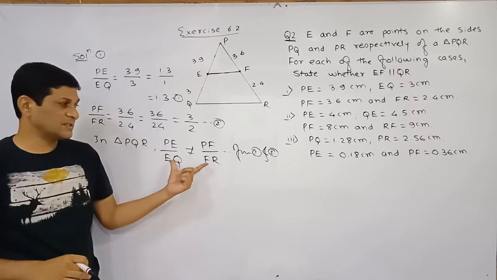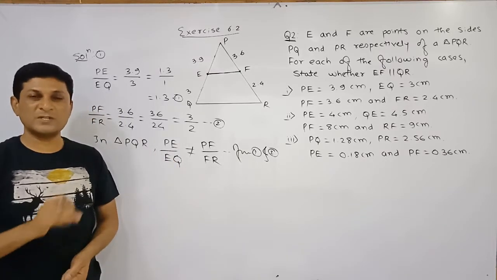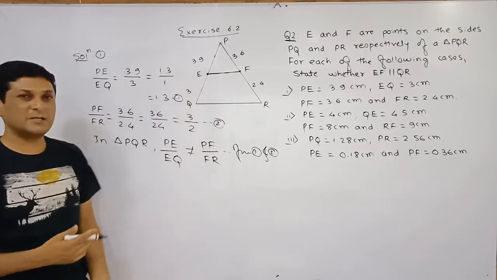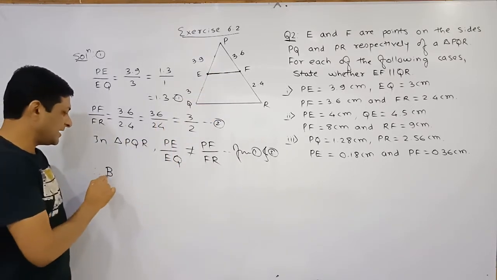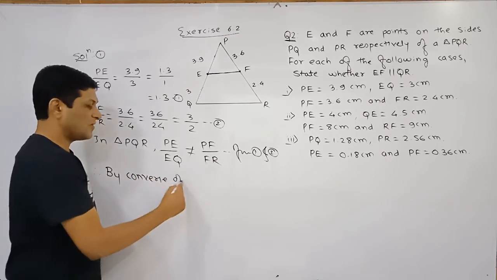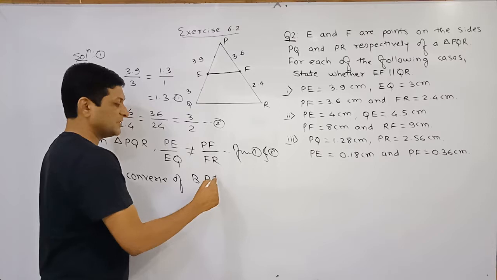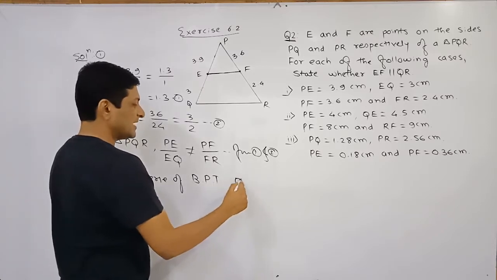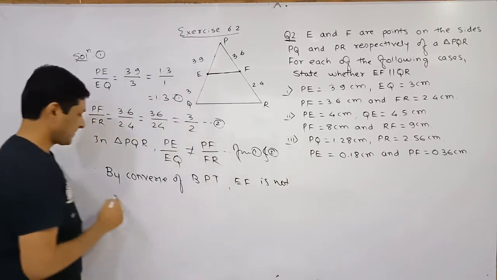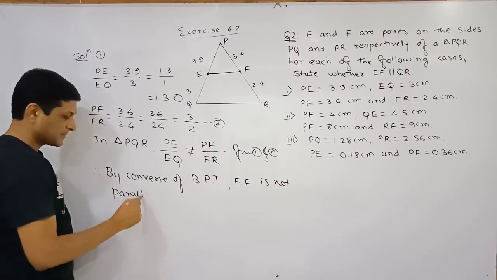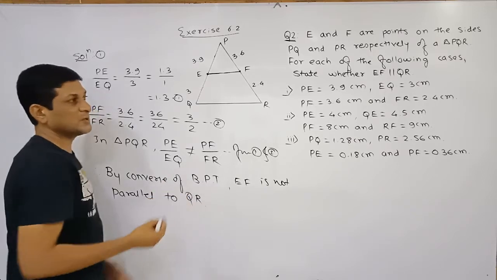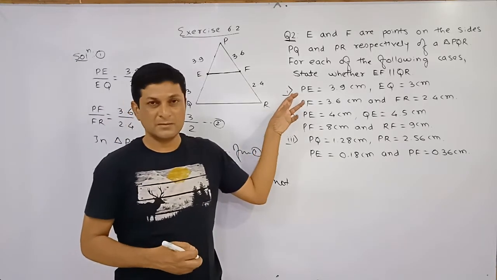Since these ratios are unequal, our converse of the basic proportionality theorem says that this line is not parallel to QR. So therefore, by the converse of the basic proportionality theorem, means BPT, we can say that EF is not parallel to QR. So in this way we have solved the first example.